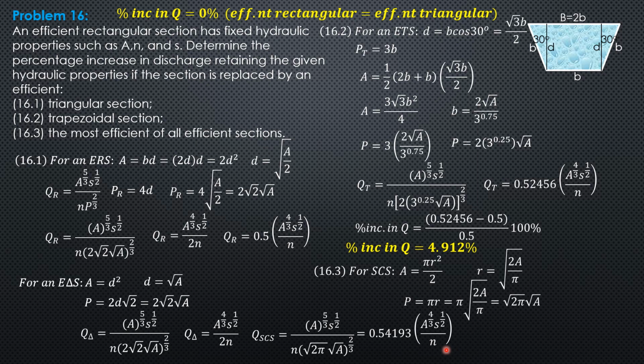Therefore, the percentage increase, if we replace the efficient rectangular section by a semicircular section, which is the most efficient of all, is quantity 0.54193 minus 0.5 over 0.5 times 100%, and that is equal to 8.386%. So that's it for this problem.